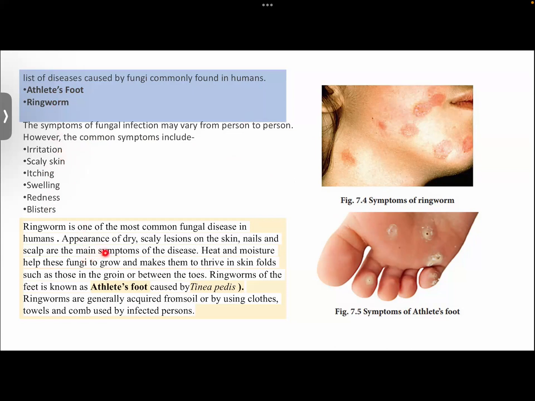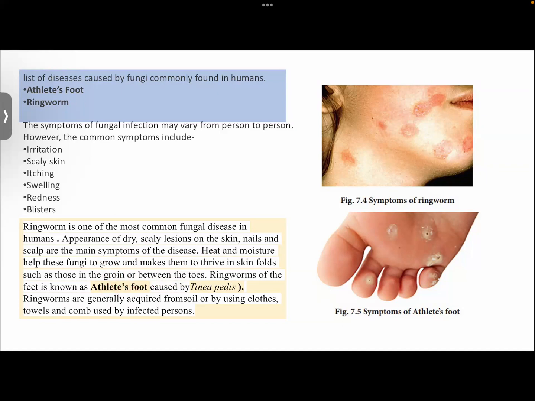Ringworm is one of the most common fungal diseases in humans. The appearance of dry, scaly lesions on the skin, nails, and scalp are the main symptoms of the disease. Heat and moisture help these fungi to grow and thrive in skin folds, such as those in the groin or between the toes. Ringworm of the feet is known as athlete's foot.